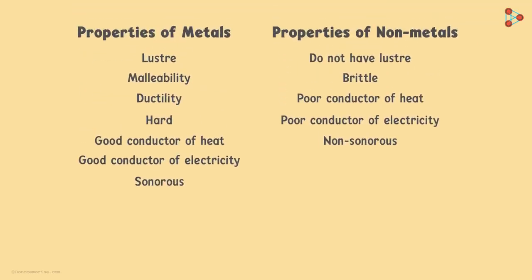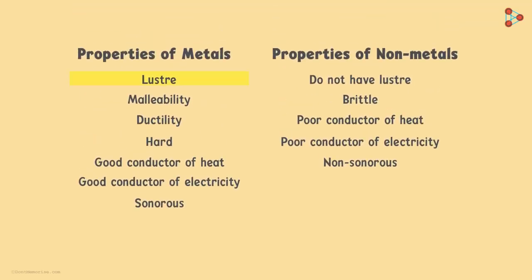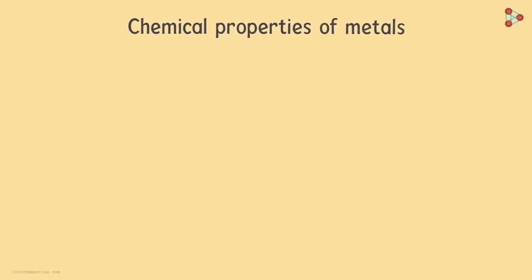We saw that elements cannot be clearly classified into metals and non-metals based on their physical properties. Will chemical properties help? Let's understand chemical properties of metals first. When we're looking at chemical properties of metals, there are a few things we will look at.